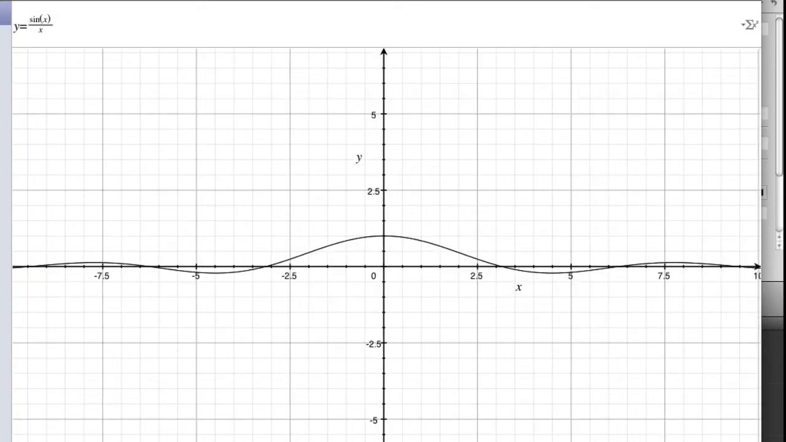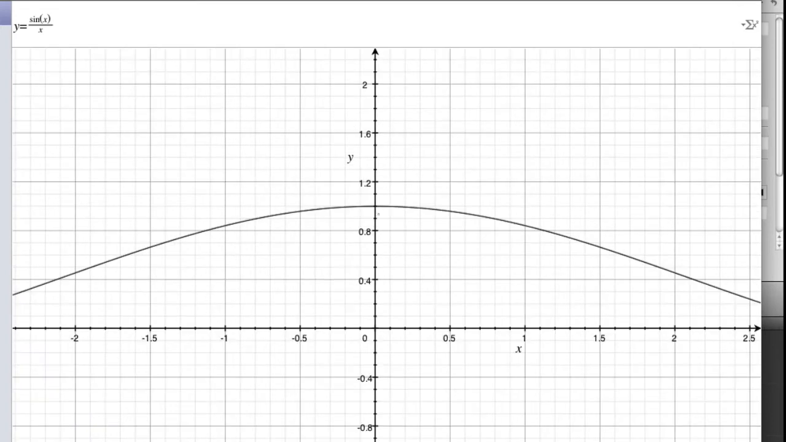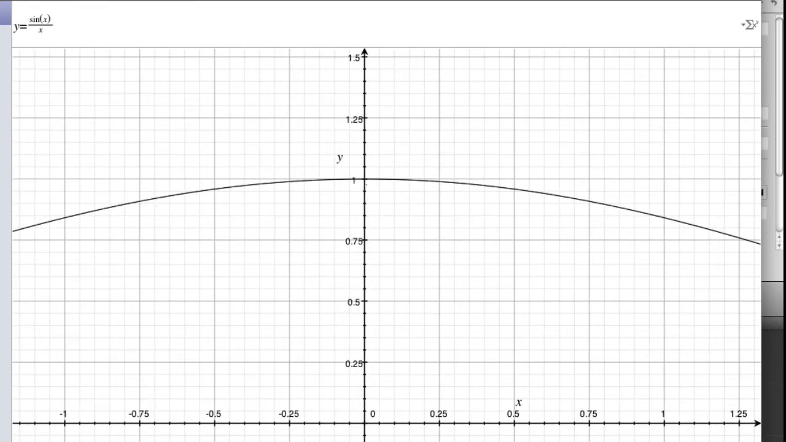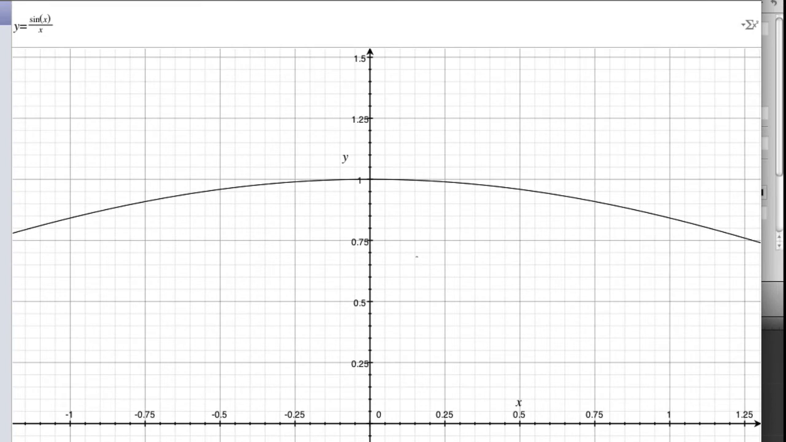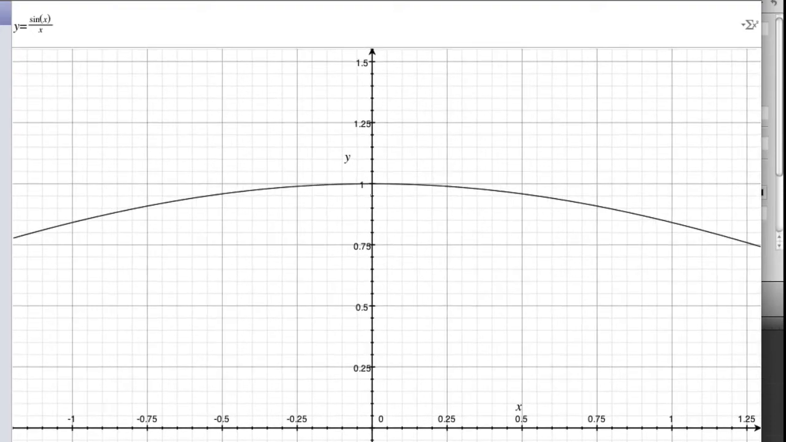So let's zoom in. It still looks like it's going to 1. If you zoom in a little bit more, it's pretty obvious that it's going towards 1. And so the key here is that the limit as x approaches 0 of this function is equal to 1, even though at x equals 0 itself, the function does not equal 1.